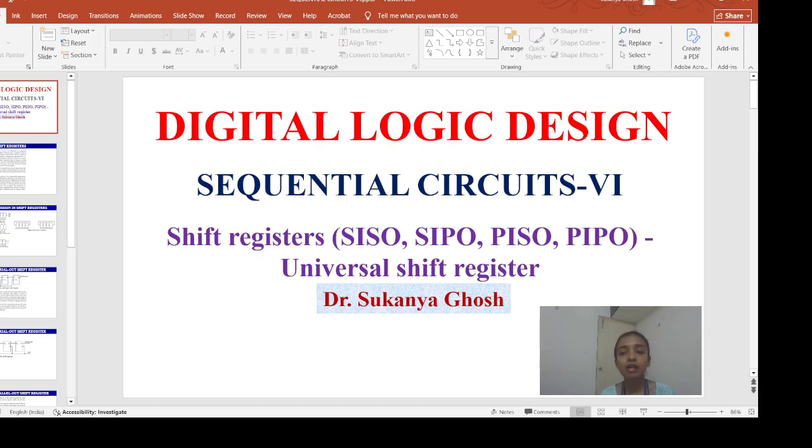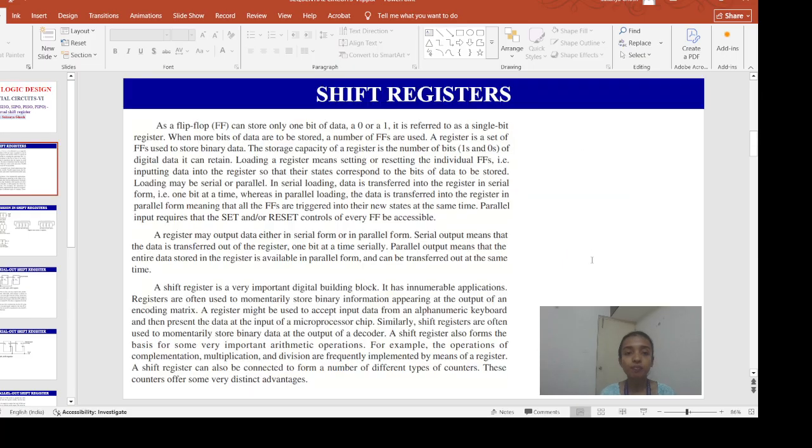Everyone, welcome to this part of the sequential circuits where we will discuss shift registers. We will discuss serial in, serial out, serial in, parallel out, parallel in, serial out, parallel in, parallel out, and universal shift registers. So let's proceed.